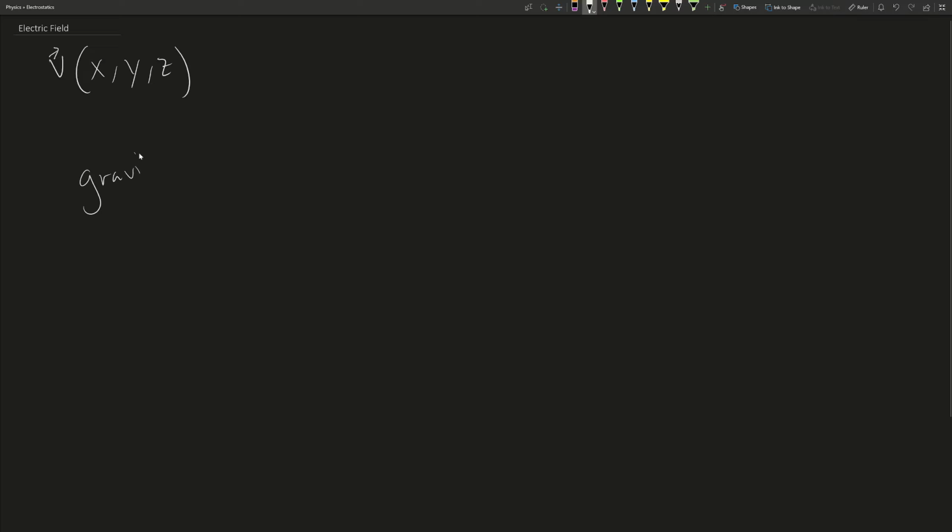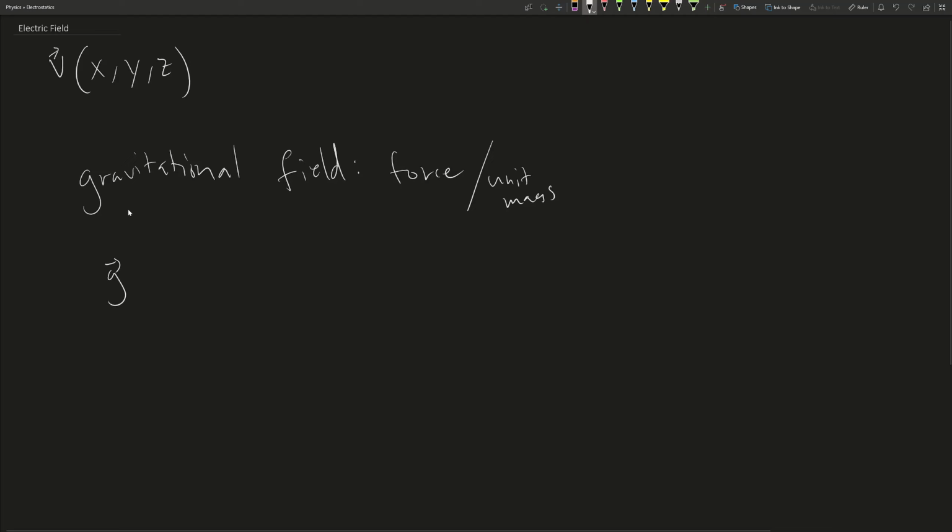So a gravitational field just describes the force per unit mass vector for every point in space. So a gravitational field is a vector field where the vector is force per unit mass. And we're familiar with this in the form of little g here. So this is the gravitational field, and this is equal to the gravitational force vector divided by the mass.